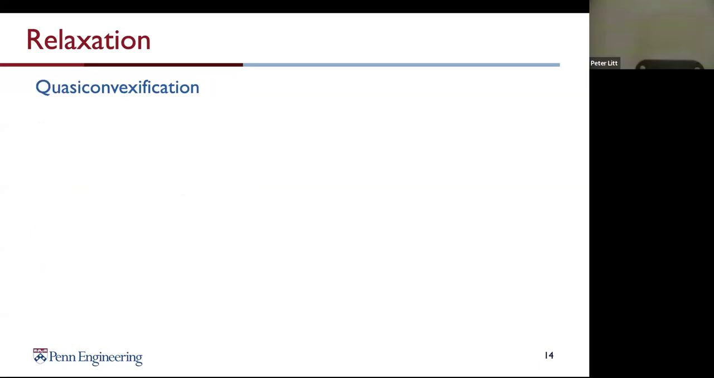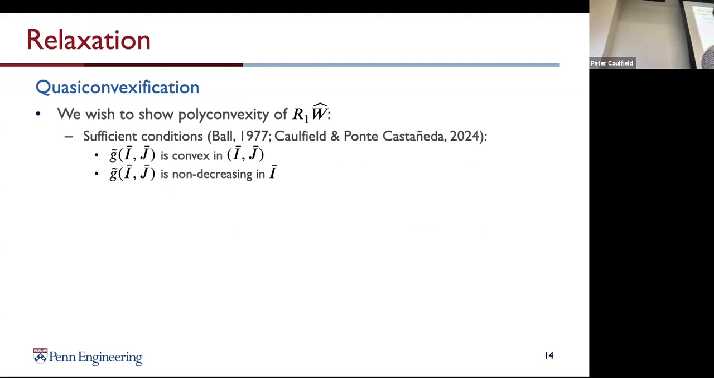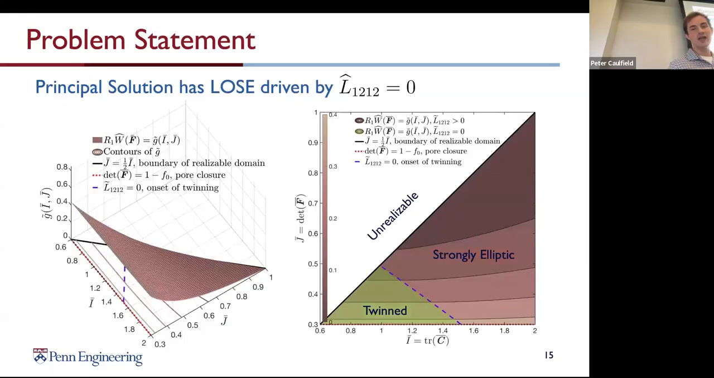We want the quasi-convexification. So as I said, the next thing to look at is if we can show that this thing is polyconvex. It turns out that in this lower dimensional space, for an isotropic material, sufficient conditions for that are that your function is convex in I and J, and also non-decreasing in I, which we see corresponds to the fact that when we looked at the energy before, the not strongly elliptic regime is where the energy was decreasing in I.